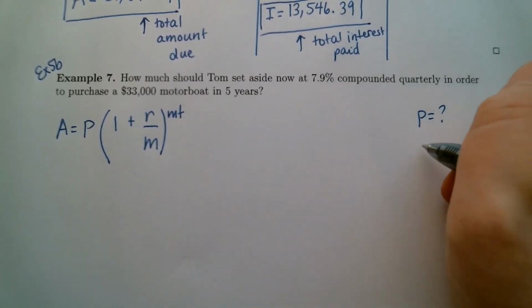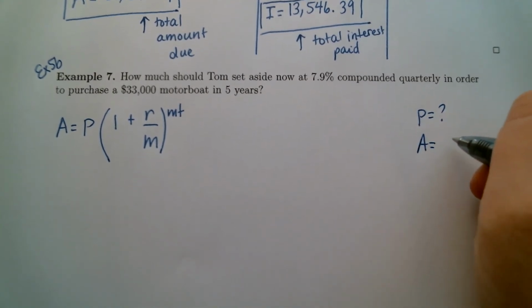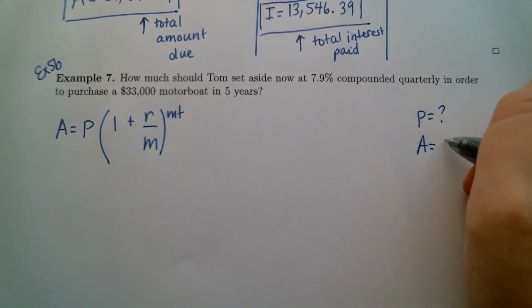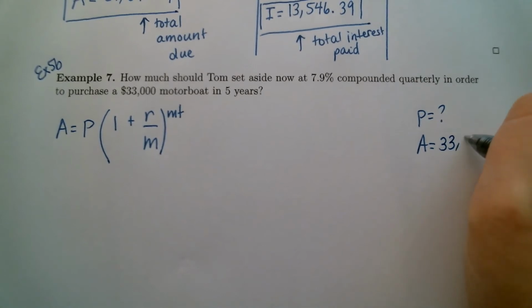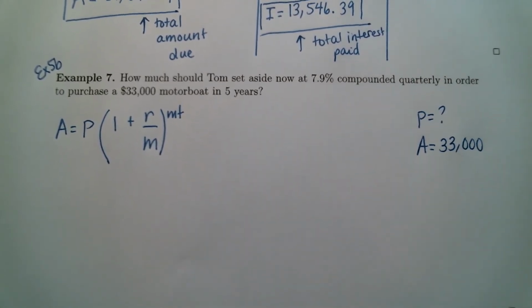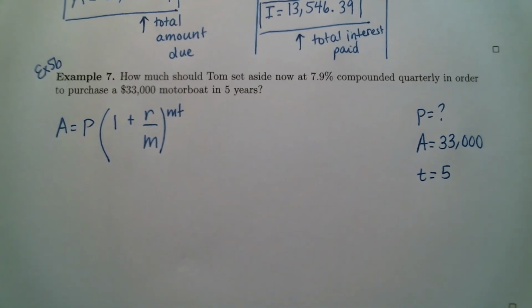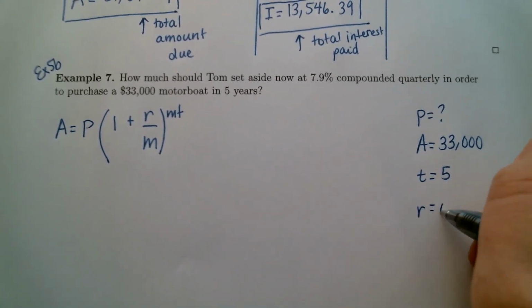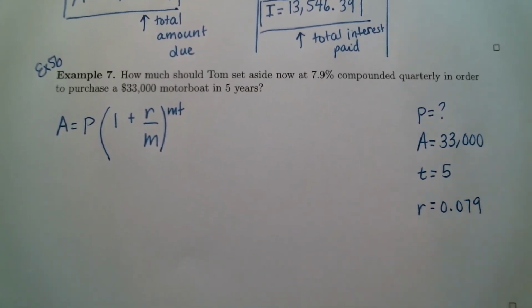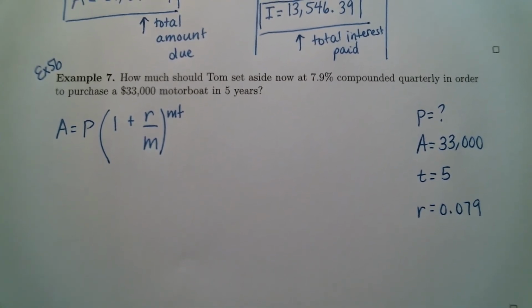A is the accumulated amount, how much he wants to have, or the account balance, however you want to think of it. He wants to have $33,000 after the 5 years. Speaking of 5 years, that's the time, how much time the money is going to sit in the account. It's going to be an even 5 because that's a yearly number. The interest rate is 7.9%, so you're going to have to convert that to a decimal. So you'll get this.